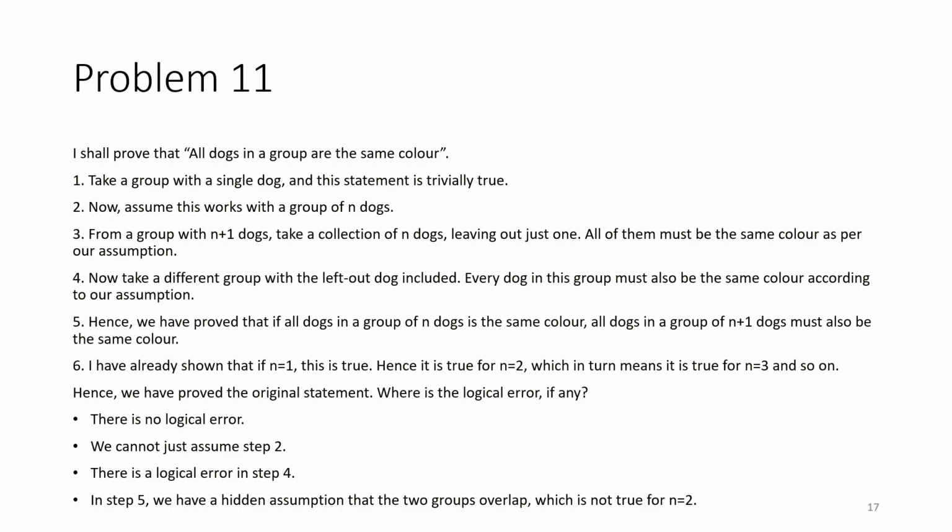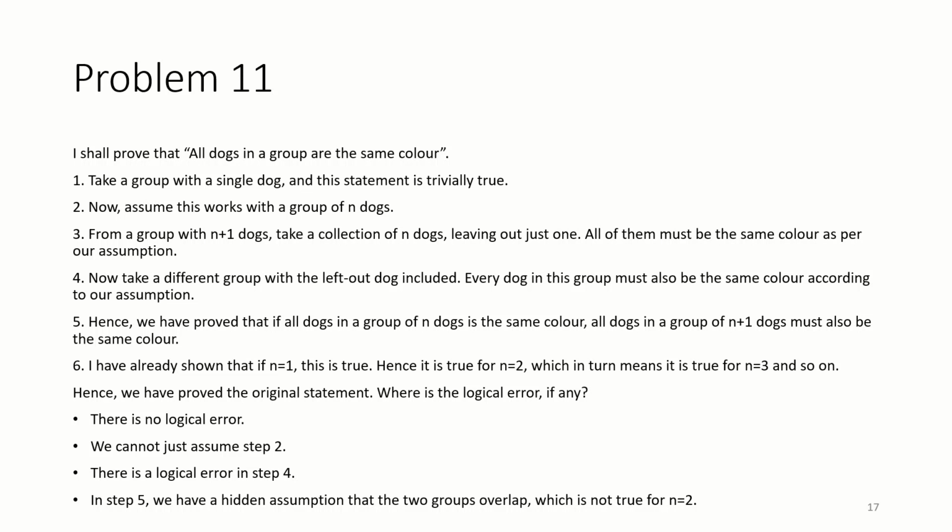And I do support that in step 5 we try to hide the assumption that there could be overlapping within the group, because the dog which we have left out, in the next step we have included into the group. So if we are saying that the same ideology is true for n equal to 2, then eventually there will be an overlapping in the groups which we have formed. So according to me, either the answer is that in step 5 we are hiding an assumption, or there is no logical error. I don't see a logical error at least till step 4.